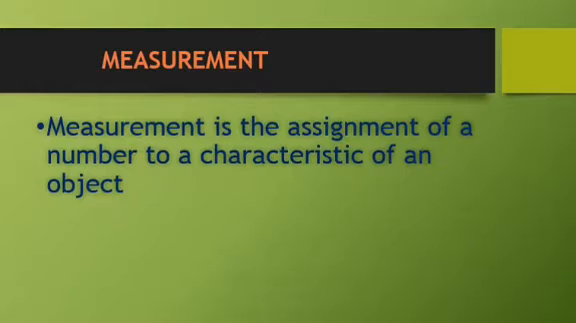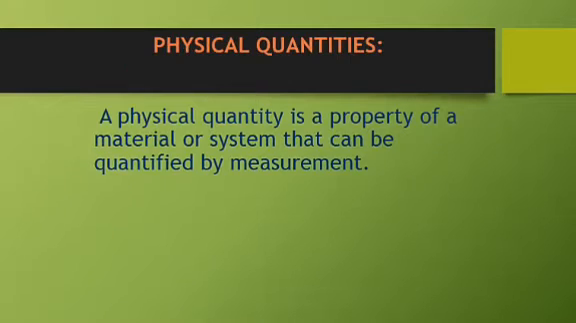Our world is full of material objects. In physics, certain properties of matter are measured and the results examined. The question arises, what is measurement? Measurement is the assignment of a number to a characteristic of an object. Now our discussion is on the measurable characteristics of objects, called physical quantities.